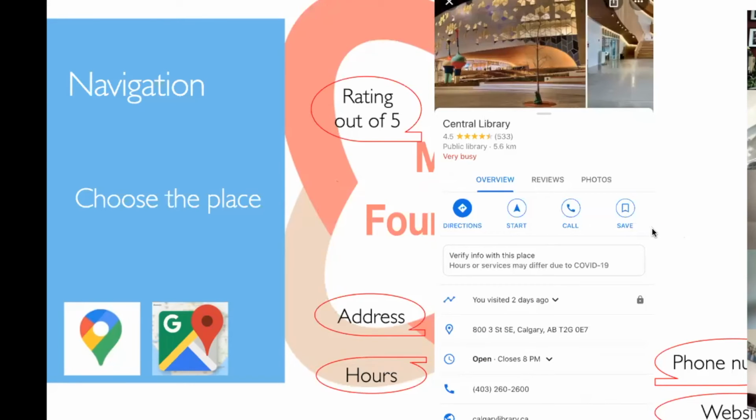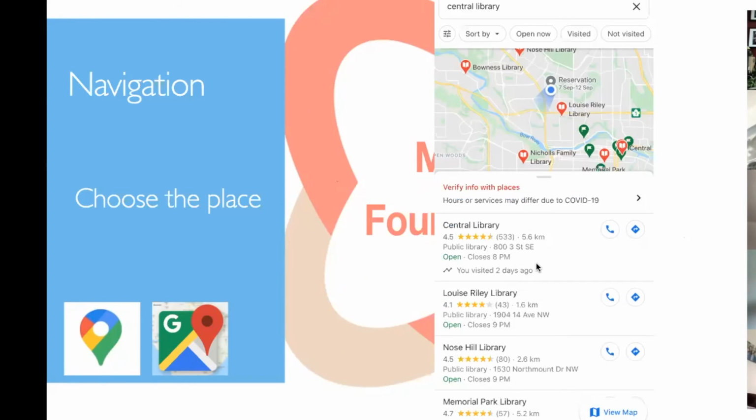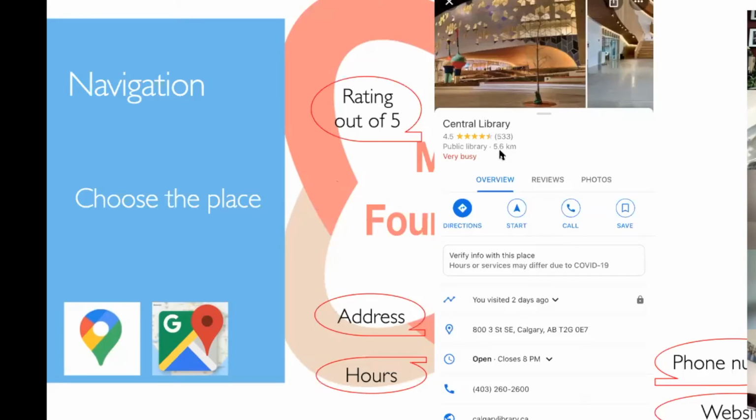So if you click on one of the results, so for instance, let's click on Central Library. If I click on just in the middle of this result here, what will end up popping up is details specifically on the Central Library. So what you can see on here is a few things. You can see, again, the rating.